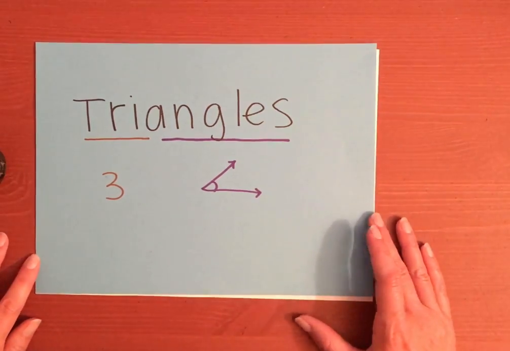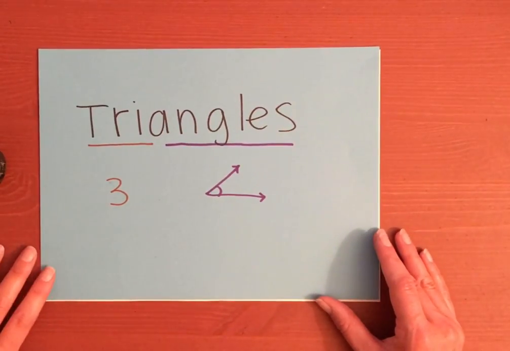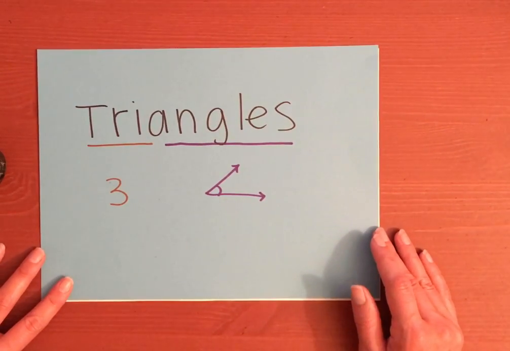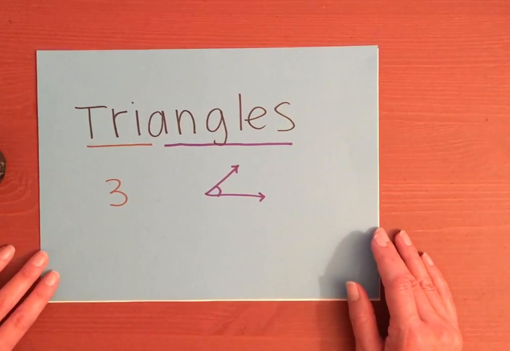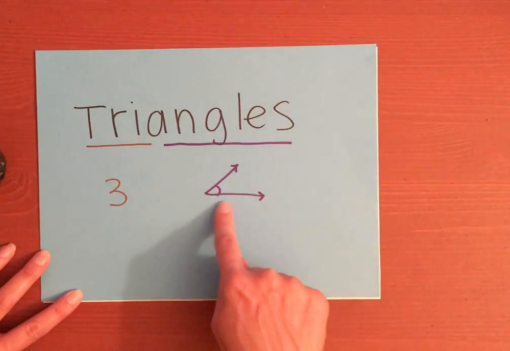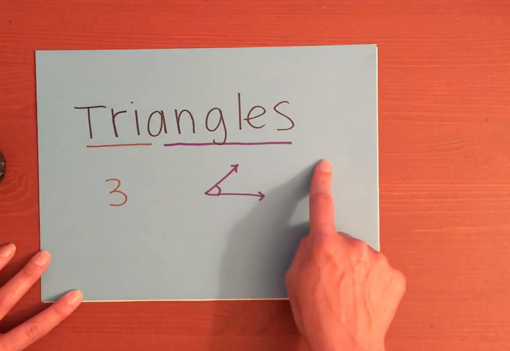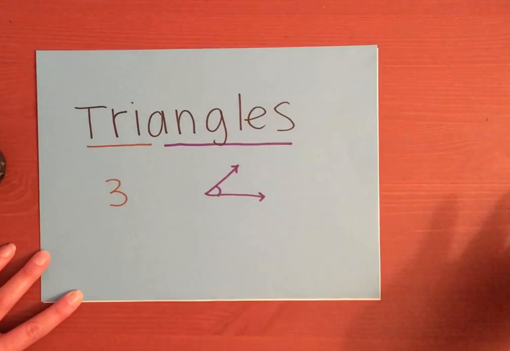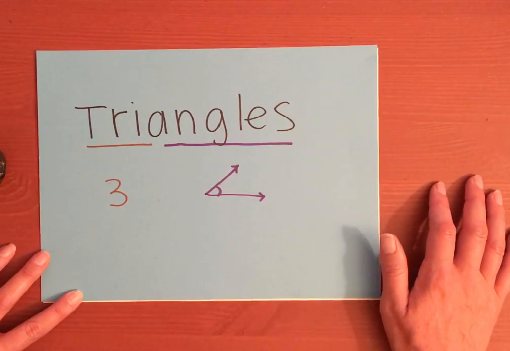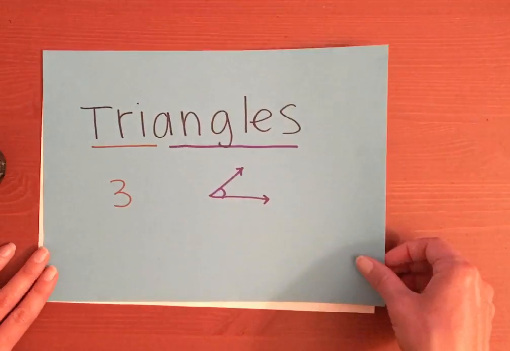Hi everyone! Today we're going to move from talking about shapes that have 4 sides to shapes that have 3 sides. Yes, that's right. Today is all about triangles. This prefix tri means 3 angles. And while the term triangle means 3 angles, triangles also have 3 sides because it's not really possible to have a 3-angled shape that doesn't have 3 sides.